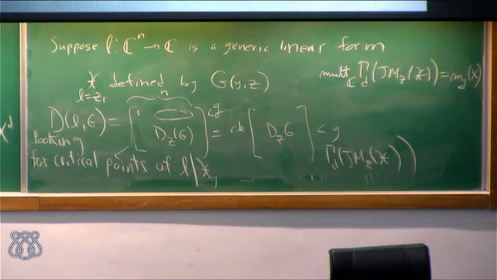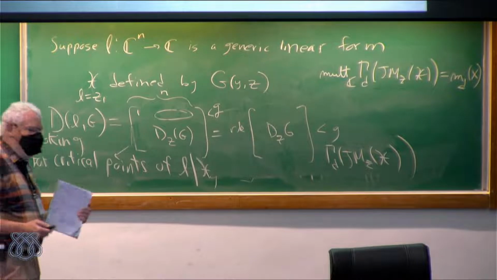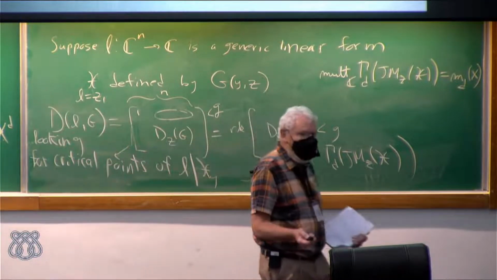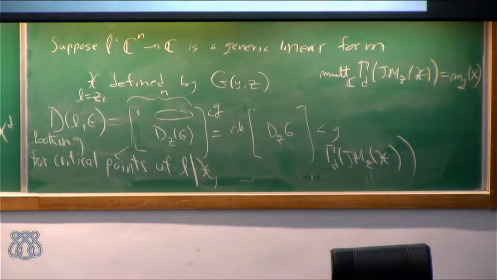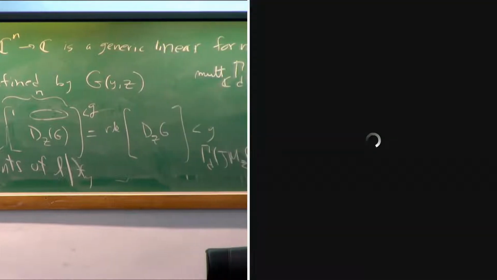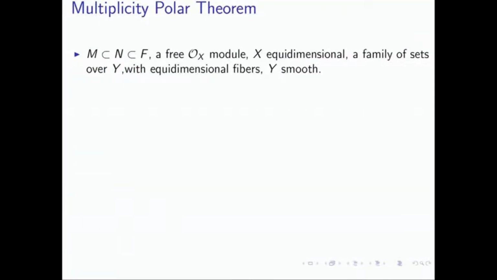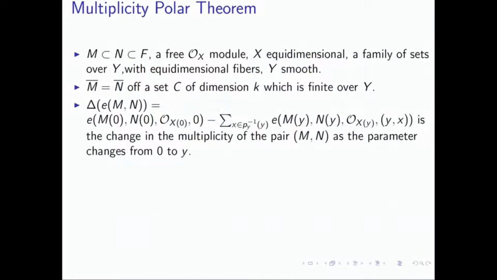Okay, so what we need is a way of relating the change in the multiplicity of the pair with our polar varieties. We're going to do that using the multiplicity polar theorem. And this is what it says. We start with a pair of modules, both sitting inside a free module. X has equidimensional fibers, Y is smooth, and M bar equals N bar off a set C of dimension K, which is finite over Y.